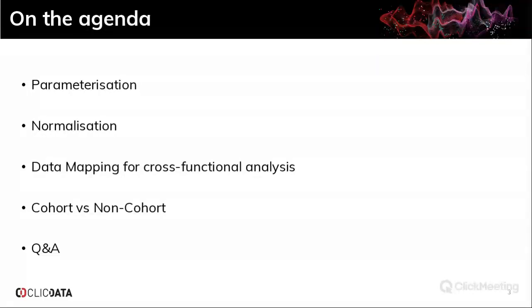We'll be talking about how and where you can use parameters. Audrey will be talking about that. We'll also be covering a little bit about normalization, how you can create crosswalk tables, and where you can use them. Then I'll be taking into some cross-functional analysis while working with multiple teams, what kind of data mapping can be used. And at the end, we'll be covering some different examples of cohort versus non-cohort scenarios, how to represent them, what kind of data structure you should have while working with those scenarios, followed by a question and answer session at the end of it.